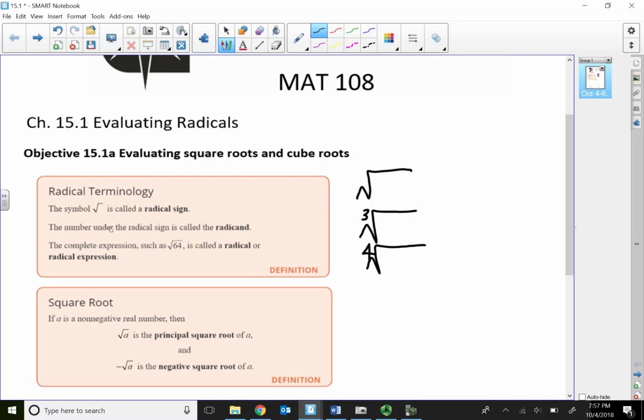The number or whatever is inside the radical is called the radicand. So the complete expression here offered by the textbook may be something like the square root of 64. What's inside of it is called the radicand. So the whole square root of 64 is called the radical expression.